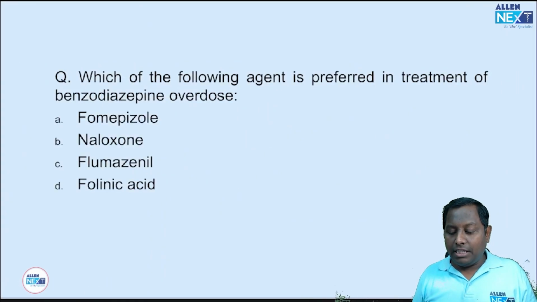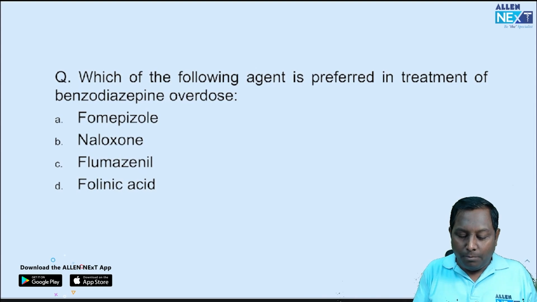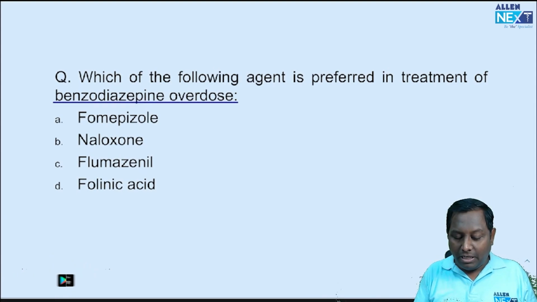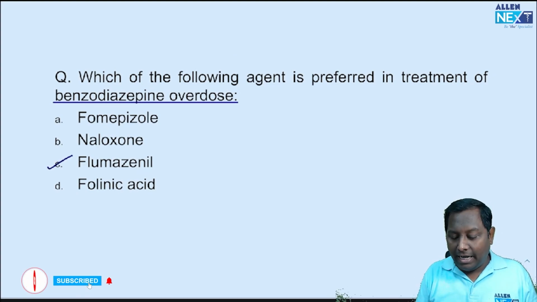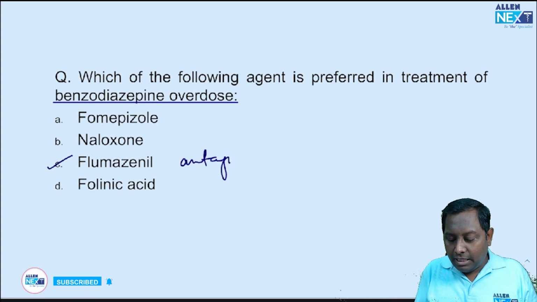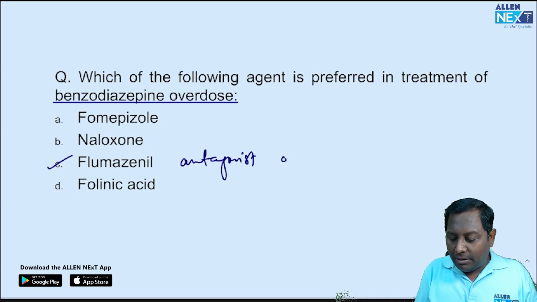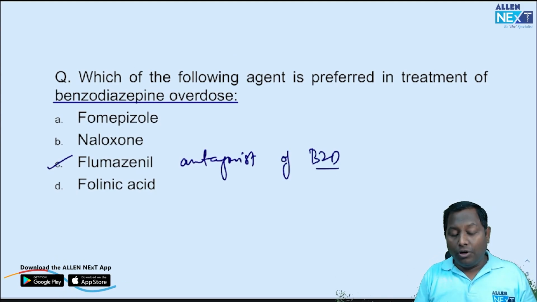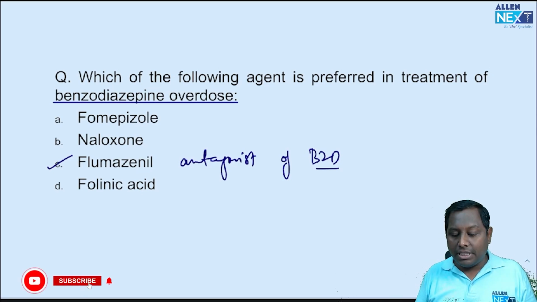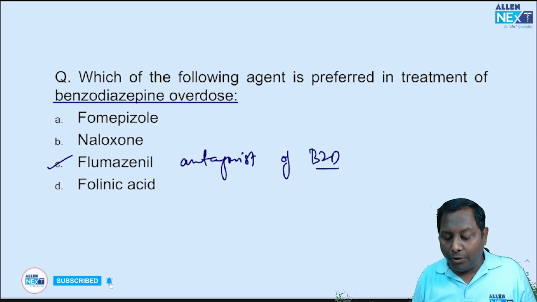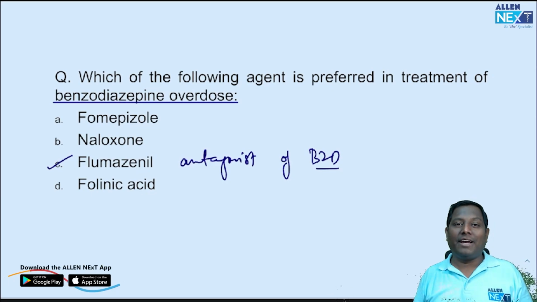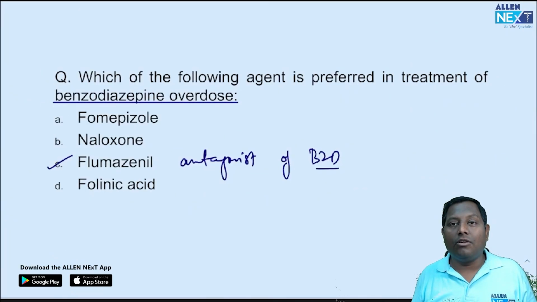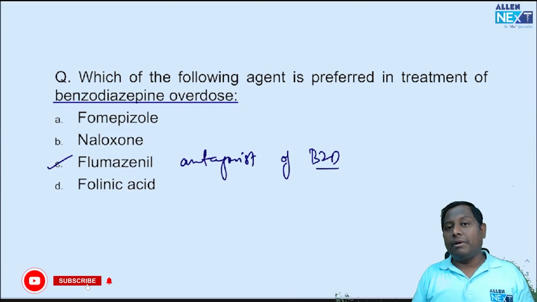Which of the following agents is preferred in the treatment of benzodiazepine overdose? For benzodiazepine, we have flumazenil. It is considered an antagonist of benzodiazepine. Flumazenil is the antidote for benzodiazepine. Folinic acid will be added with methotrexate. Naloxone again is the antidote for opioid, and fomepizole again is something that we'll be preferring in methanol or ethylene glycol poisoning. Now do remember a very important thing.